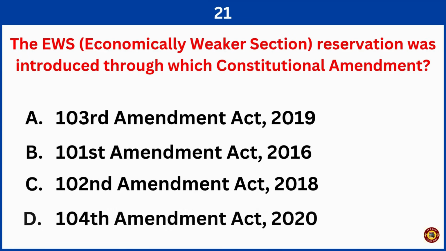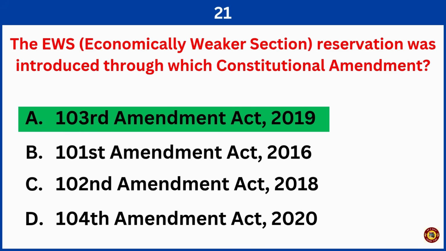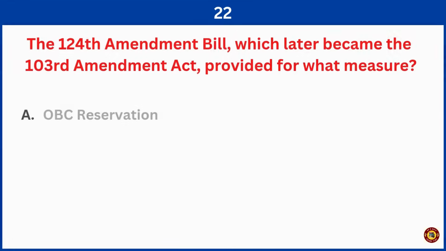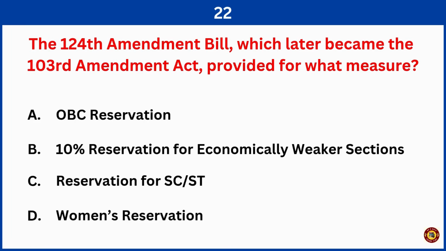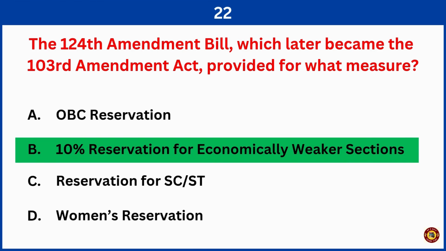The economically weaker section reservation was introduced through which constitutional amendment? Right answer is option A, 103rd Amendment Act 2019. The 124th Amendment Bill, which later became the 103rd Amendment Act, provided for what measure? Right answer is option B, 10% reservation for economically weaker sections.